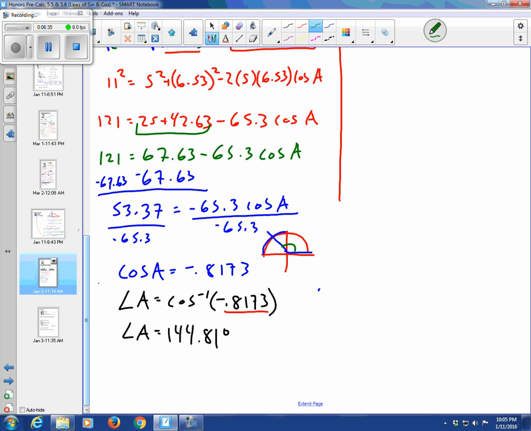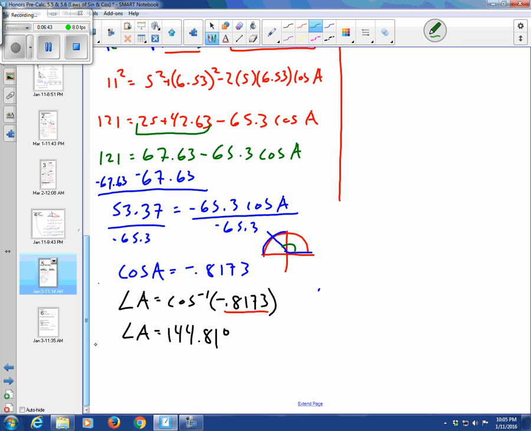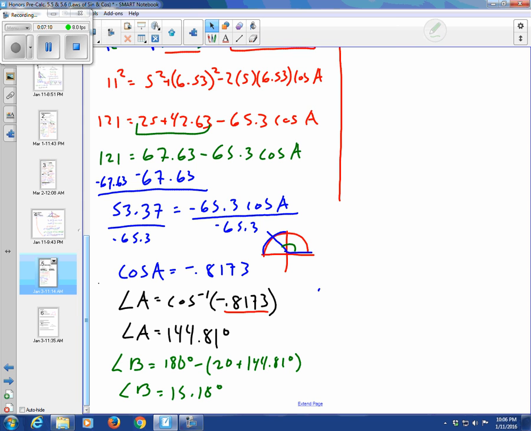All right, so right here, we can say that we know our angle B then has to be 180 degrees minus the sum of our other two angles, so that's 20 degrees plus 144.81 degrees. And that is going to give us our angle B as 15.18 degrees.